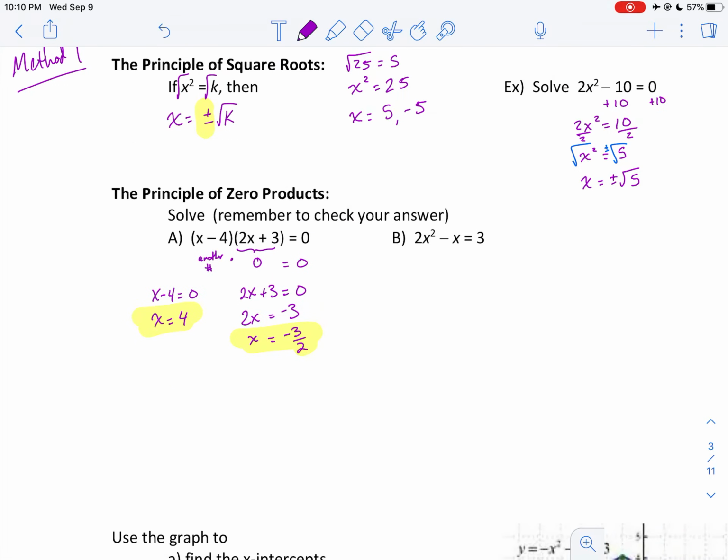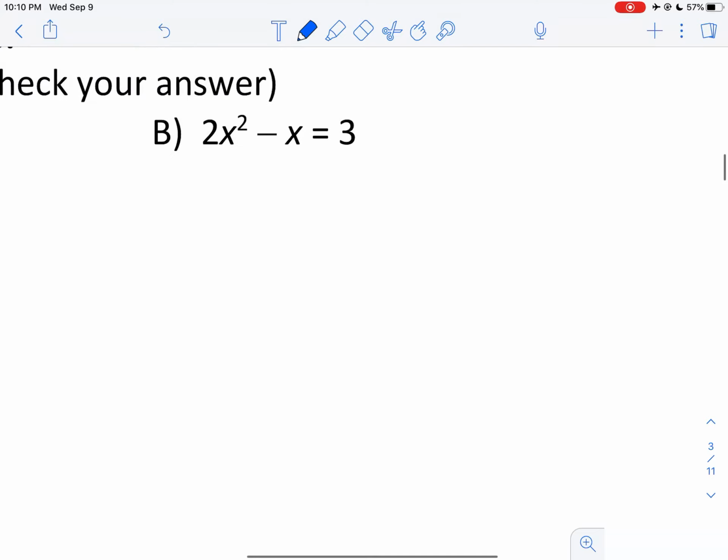This is the second method that we're going to use to solve quadratic equations. And that's the principle of zero products. A lot of times we'll call it factoring. If you look at part B here, you can see it's not set up like part A, but with a little work we can change it to part A. Do you see how? Give it a try. I bet you can.